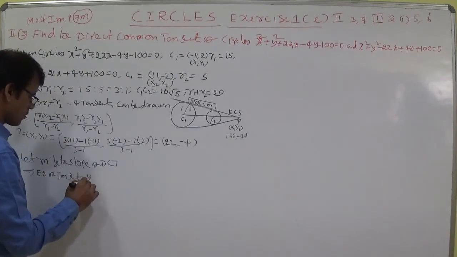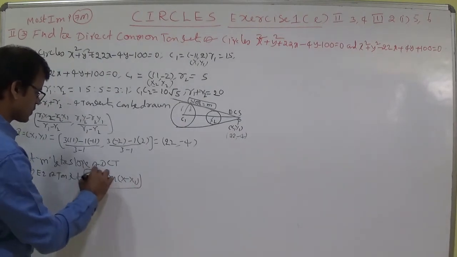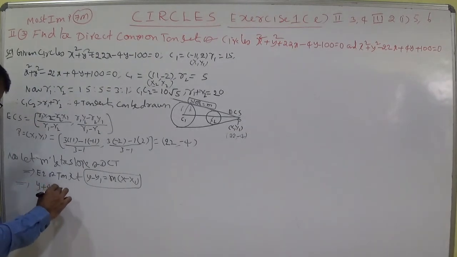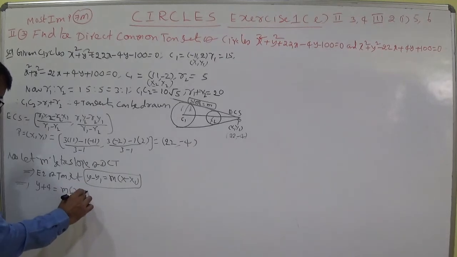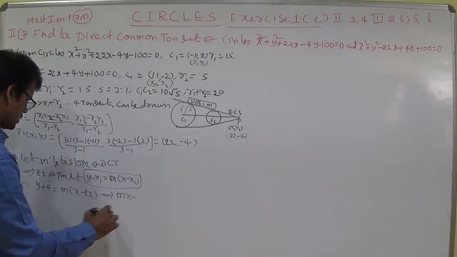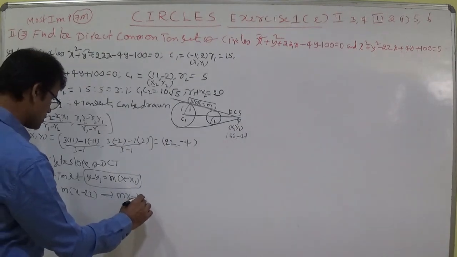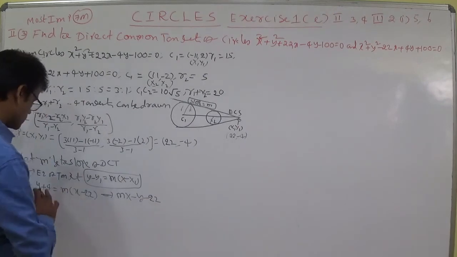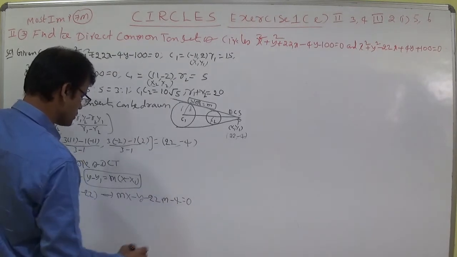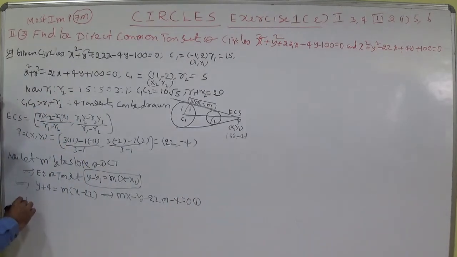The equation of tangent formula I am writing here is y minus y1 is equal to m into x minus x1. So this can be written as y minus y1, here y1 means plus 4, so y plus 4 is equal to m into x minus 22. That implies you can write the line as mx minus y minus 22m minus 4 equal to 0. Let it be the first equation.